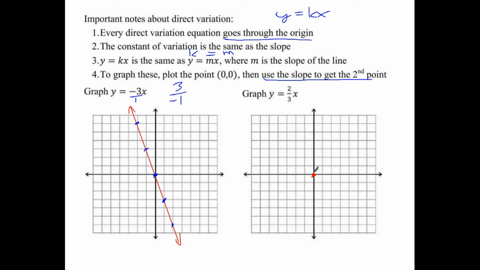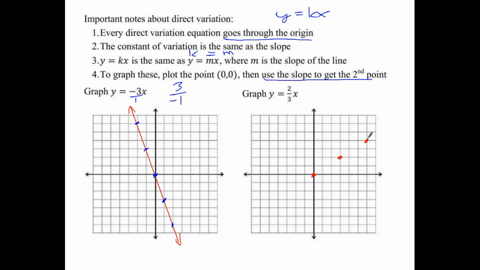Rise of 2, so we go up 2. And then we go to the right 3, and we put our dot. And then technically 2 dots is all you need to draw a line, but we want to be more accurate than just 2 dots. So we do it again. Up 2, right 3, put a dot.